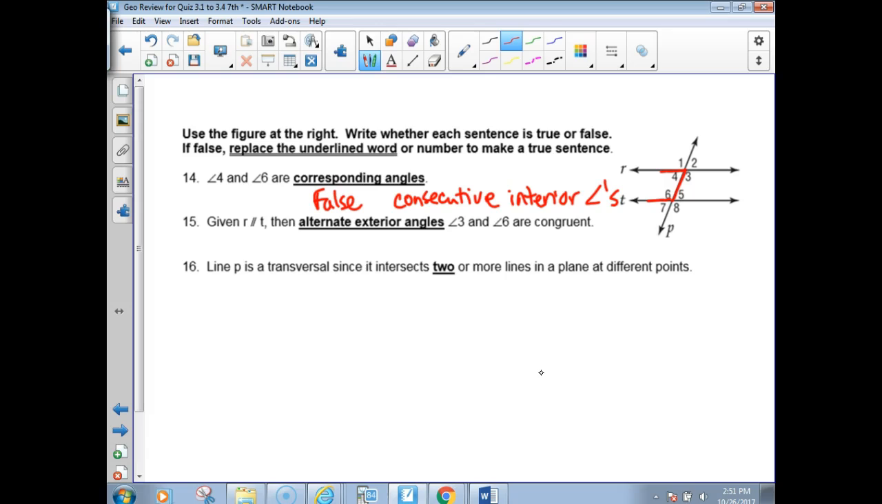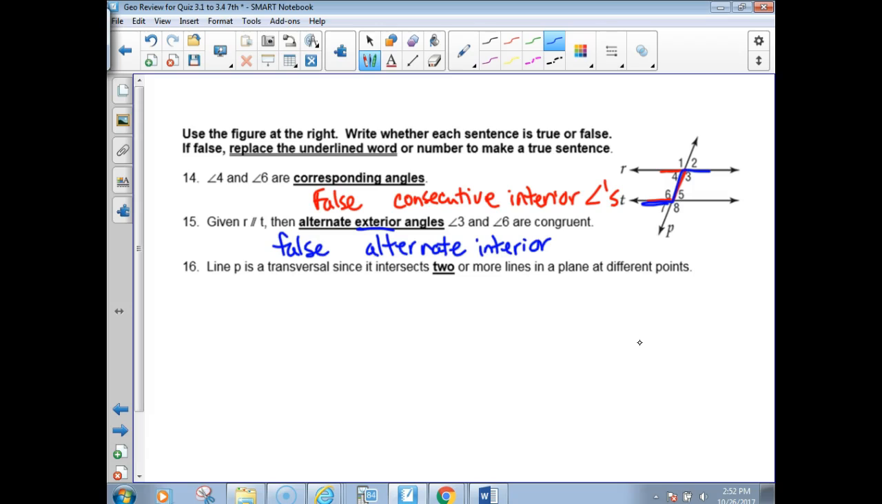Okay? If R is parallel to T, then alternate exterior angles 3 and 6 are congruent. Then you go look at 3 and 6. Are those alternate exterior? No, they are actually alternate interior. So just correct it. And that's how you do it.